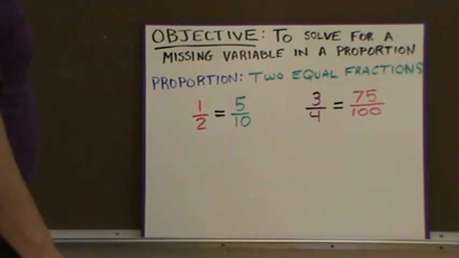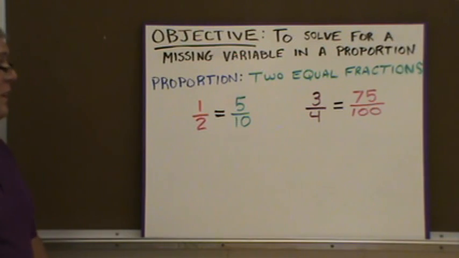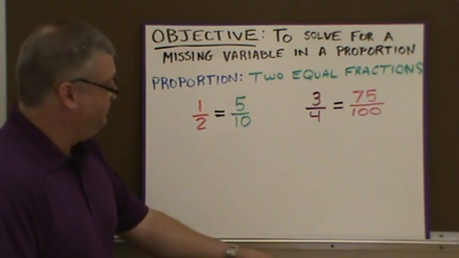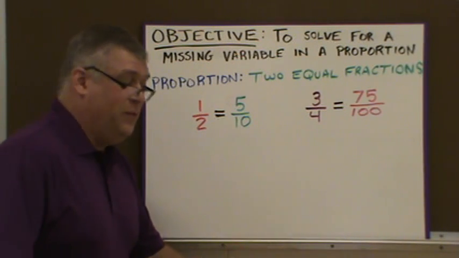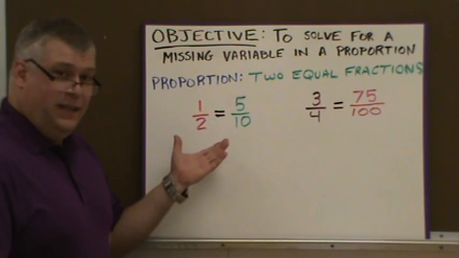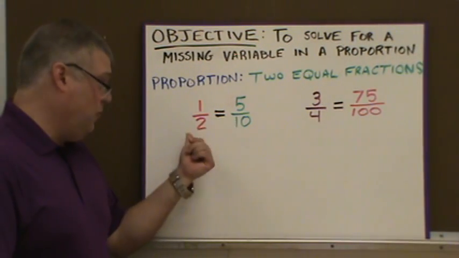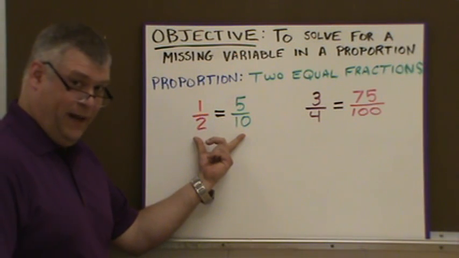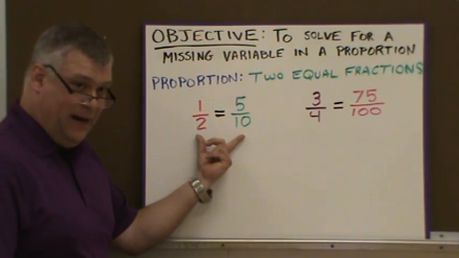Hello. The objective for this video is to solve for a missing variable in a proportion. What is a proportion? Well, a proportion is two equal fractions. And in this particular case, I actually have two fractions, 1/2 and 5/10, which we know 5/10 simplifies to 1/2. So those two are equal fractions.